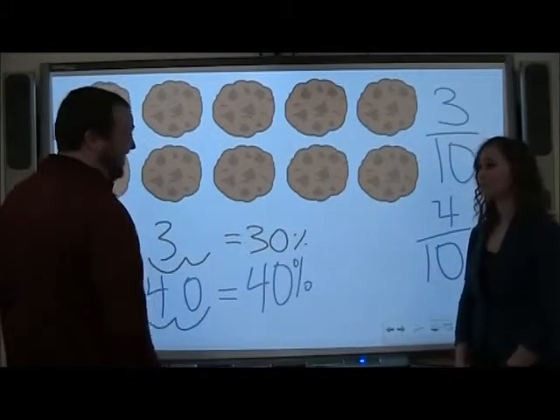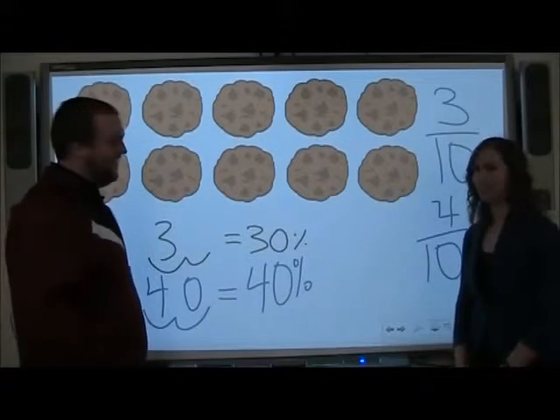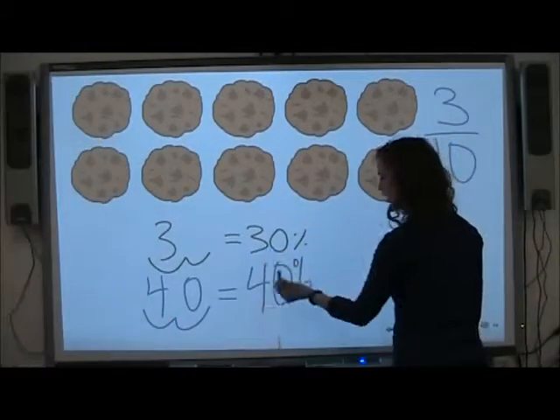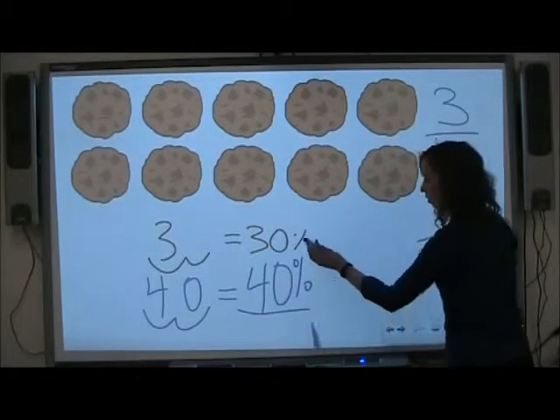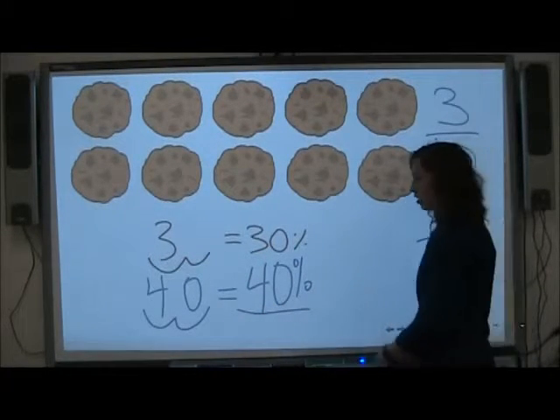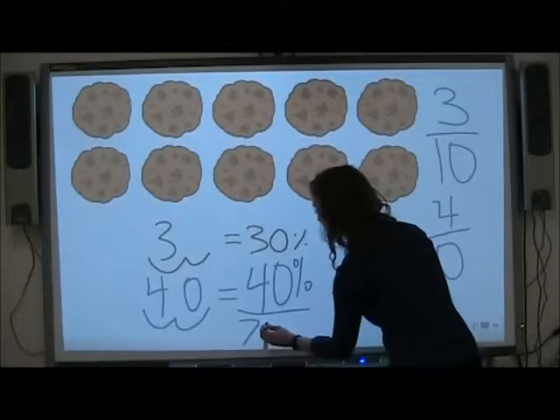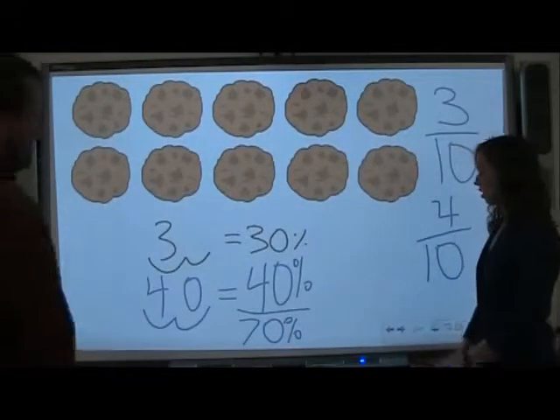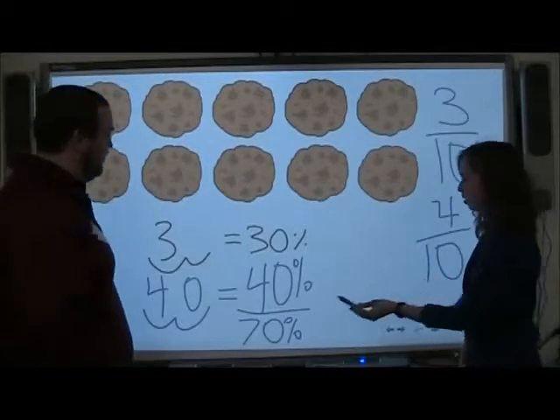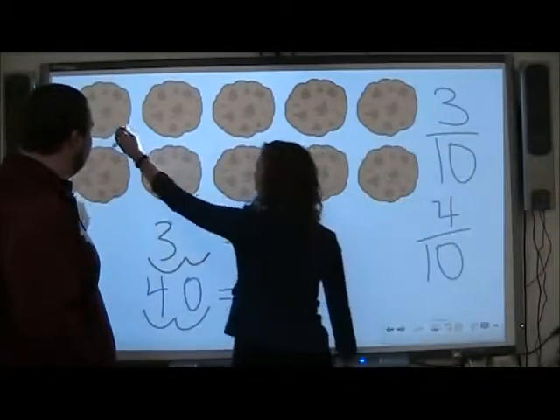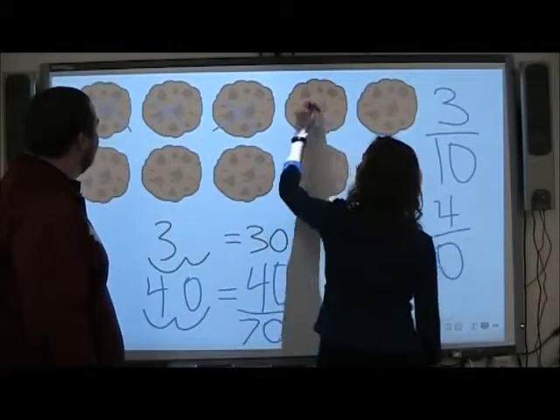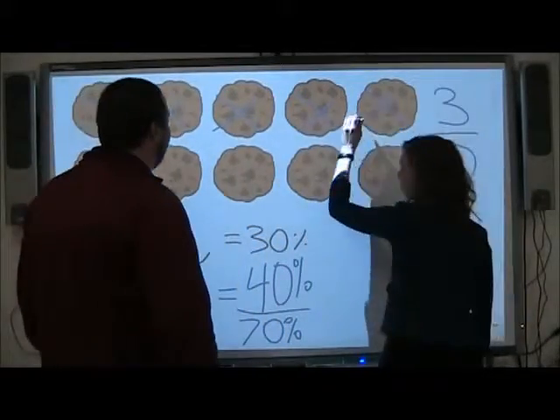Wow, that's a lot of cookies. That is a lot of cookies. How many do you think we ate altogether? Well, if we add 30% plus 40% of the cookies, that would equal 70% total. And since we know we can convert this back into a decimal, we know that we ate 7 total cookies. That's a lot of cookies. That sure is.